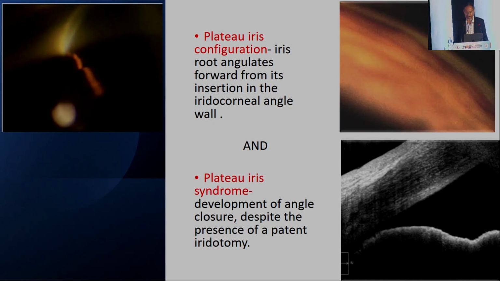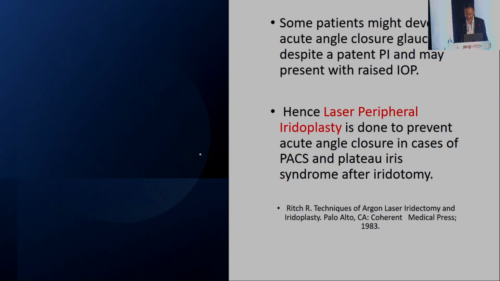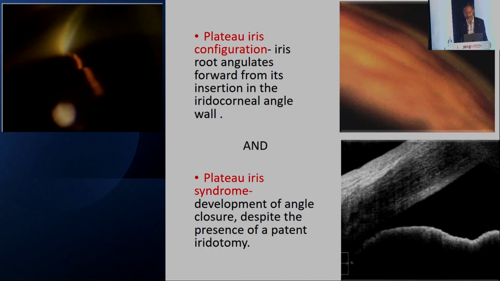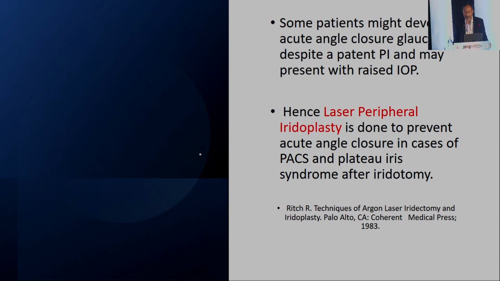What is plateau iris configuration? When the iris root angulates forward from its insertion in the iridocorneal angle wall, it is called plateau iris configuration. When people with this configuration develop angle closure despite a patent iridotomy, it is a plateau iris syndrome. You can see a double hump pattern. It is mostly diagnosed post-PI. Some patients might develop acute angle closure glaucoma despite a patent PI and may present with raised IOP. Hence, laser peripheral iridoplasty is done to prevent acute angle closure in cases of PACS and plateau iris syndrome after iridotomy.